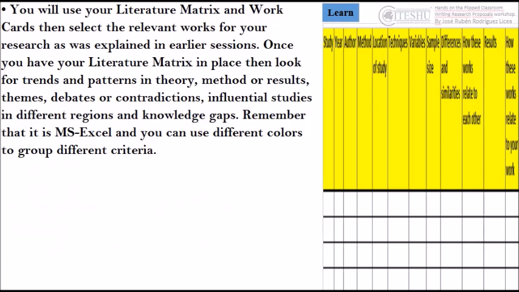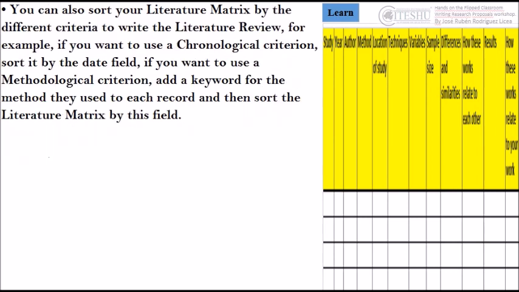You will use your literature matrix and work cards, then select the relevant works for your research as was explained in earlier sessions. Once you have your literature matrix in place, then look for trends and patterns in theory, method or results, themes, debates or contradictions, influential studies in different regions and knowledge gaps. Remember that it is MS Excel and you can use different colors to group different criteria. You can also sort your literature matrix by the different criteria to write the literature review.